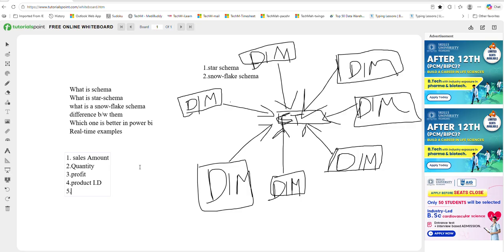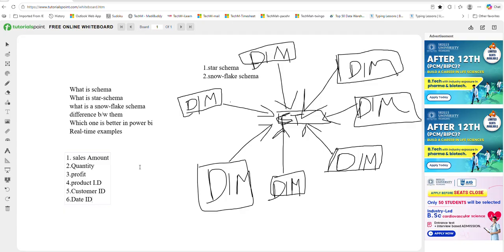Now fifth one is customer ID. And sixth one you can take date ID. Like this you can take. So this table stores transactional data.